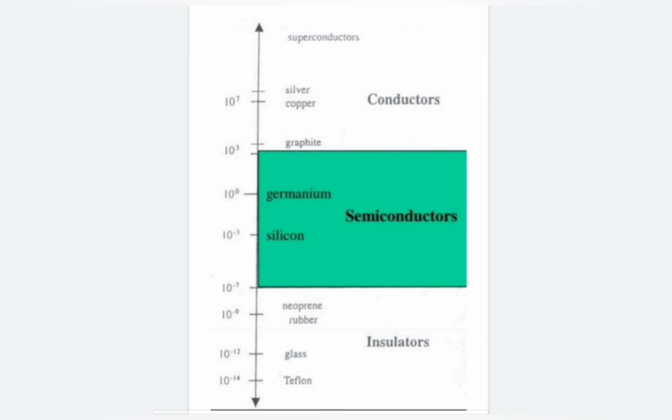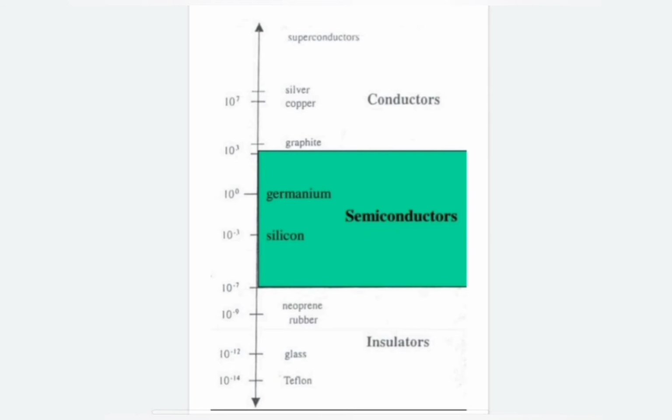Now we will move on to another type of classification, based on the number of valence electrons present in an atom. Conductors generally have 1 or 2 valence electrons. Semiconductors have a partially filled outermost orbit, whereas insulators have a completely filled outermost orbit. Now we will see what is meant by energy band and its classification.